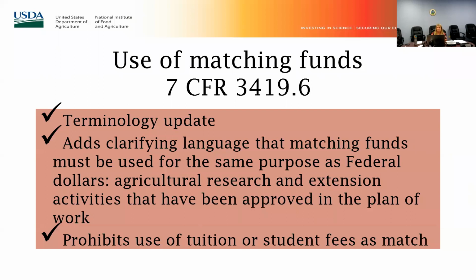The last update that was made to this section was to prohibit the use of tuition or student fees as match. The preamble explains how tuition is already prohibited in 7 U.S. Code 3221 and 3222. And the student fees do not provide any benefit to our grant, so they are also not allowable.